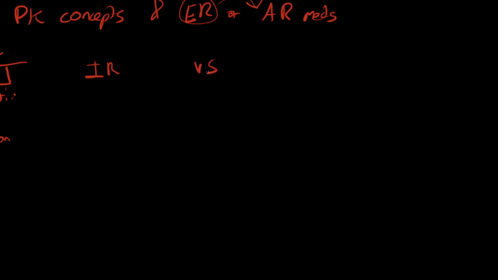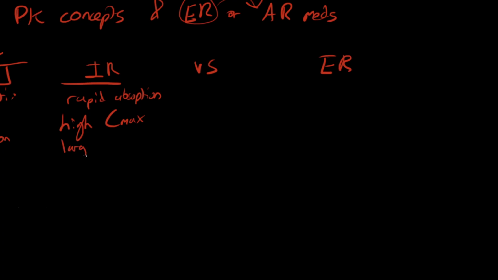Immediate release versus extended release. With immediate release, you're going to have rapid absorption, typically. Rapid absorption, you're going to have high Cmaxes, large peak to trough fluctuations. So your peak and trough values are going to have typically large values in between them, and you're going to have shorter durations. So these are more spiky.